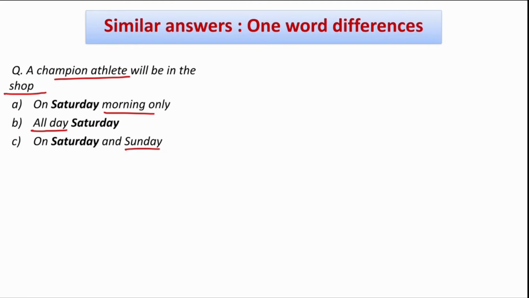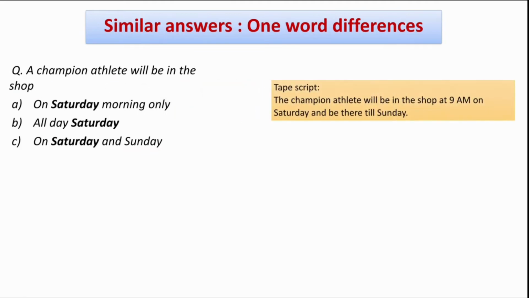So here, if the audio is saying, the champion athlete will be in the shop at 9 a.m. on Saturday and be there till Sunday. Now here, when the student listens to the first half of the conversation, they will think that option A can be the correct answer, just because they have listened to the first clip. But when they listen to the other half, which is and be there till Sunday, they get that the answer is not option A, but option C, because he will stay there on Saturday as well as on Sunday. So C is the correct answer.